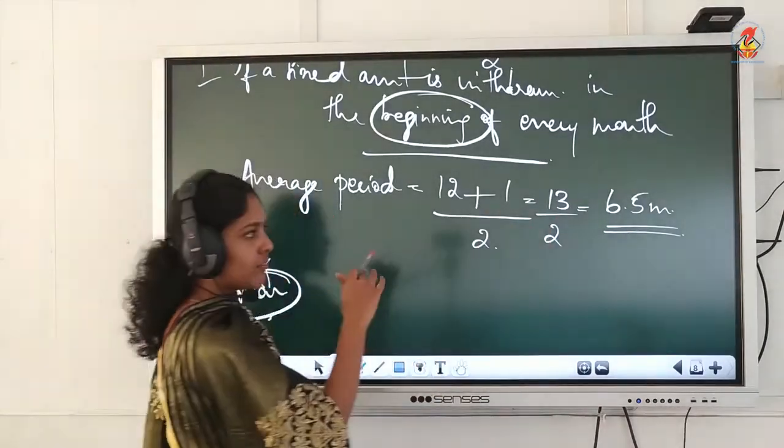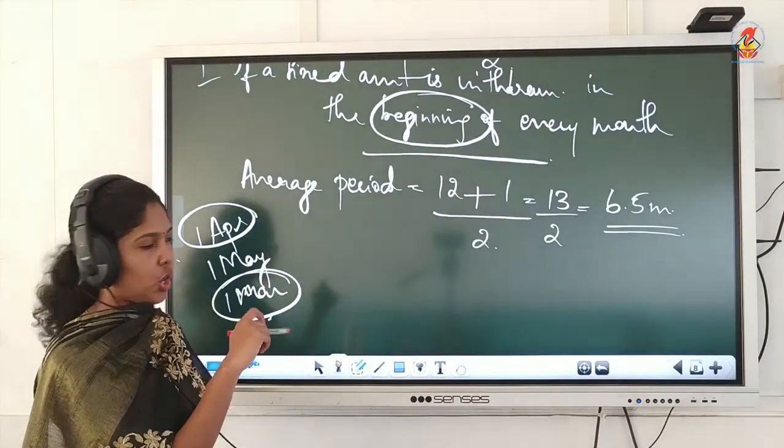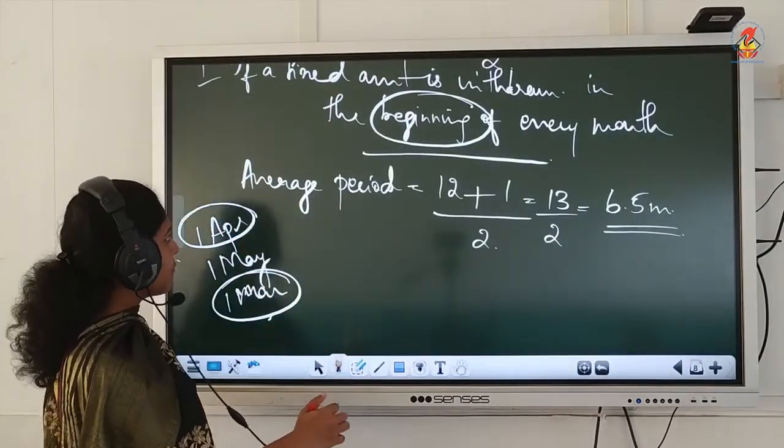After getting the 6.5, that is not the final answer. You have to get the interest on drawing. So again, you have to apply this average period in that formula.